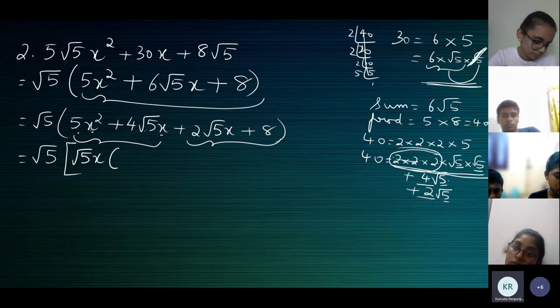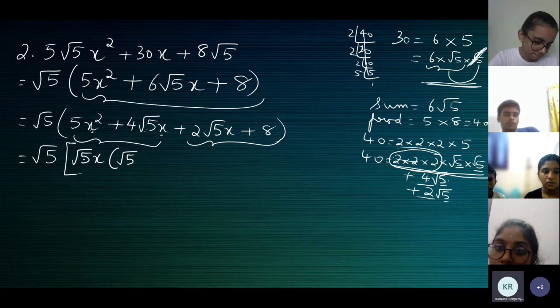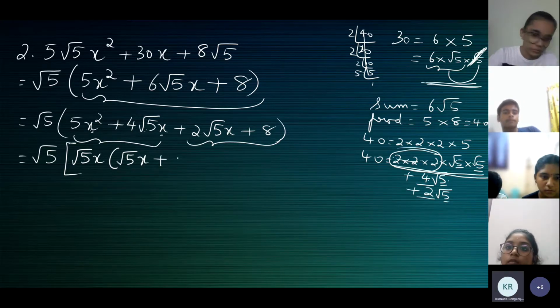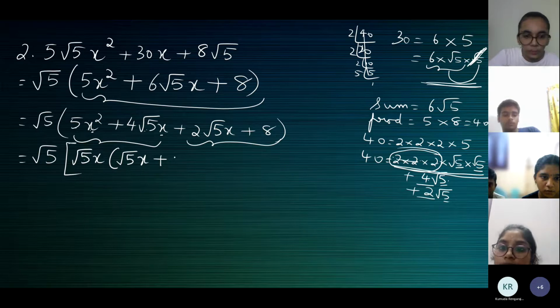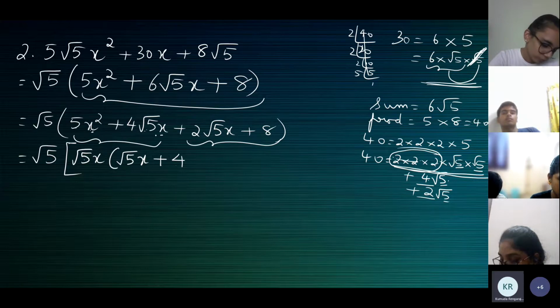Root 5x into what will give you 5x square? Root 5x. Root 5 into root 5 is 5, x into x is x square. Now how will we get the second term? Into 4, just 4, because root 5x into 4 is 4 root 5x. Close the bracket. Now group the last two terms.